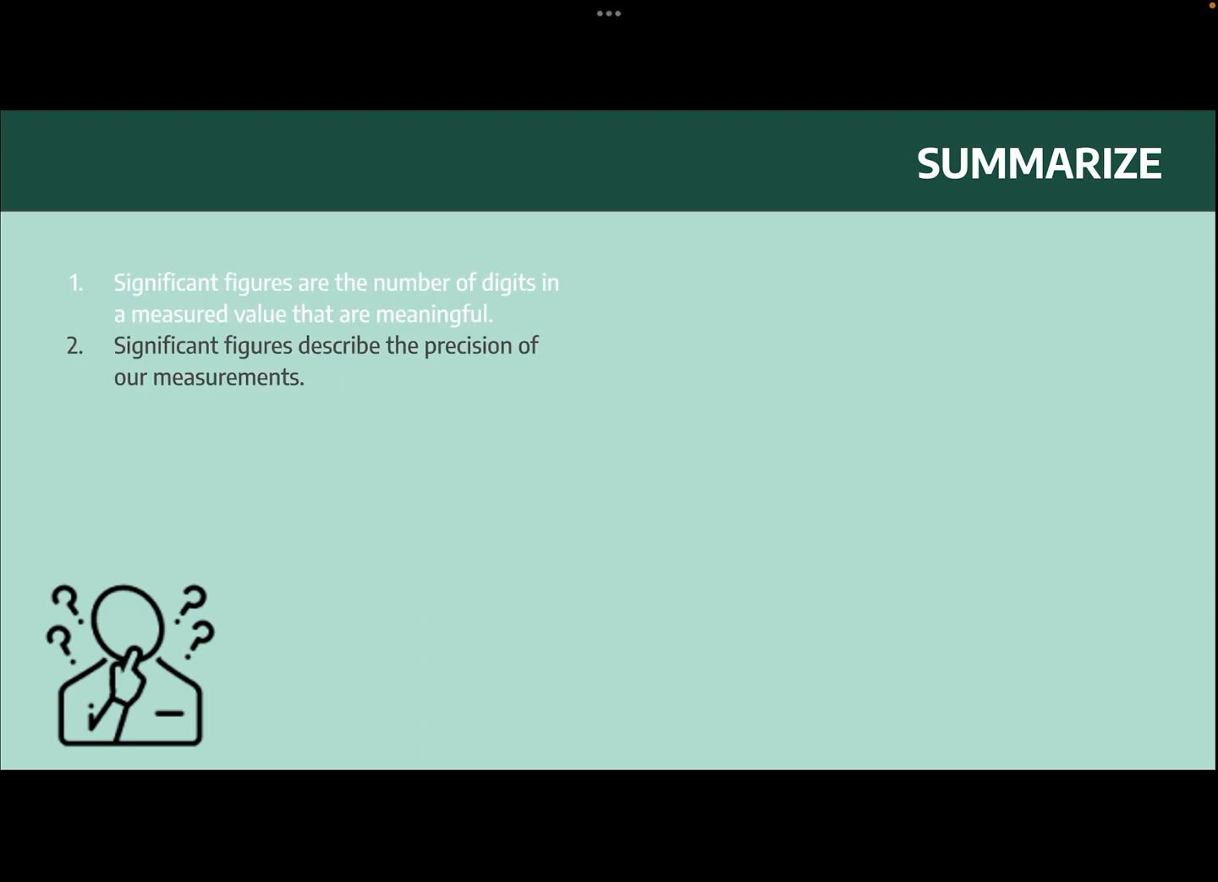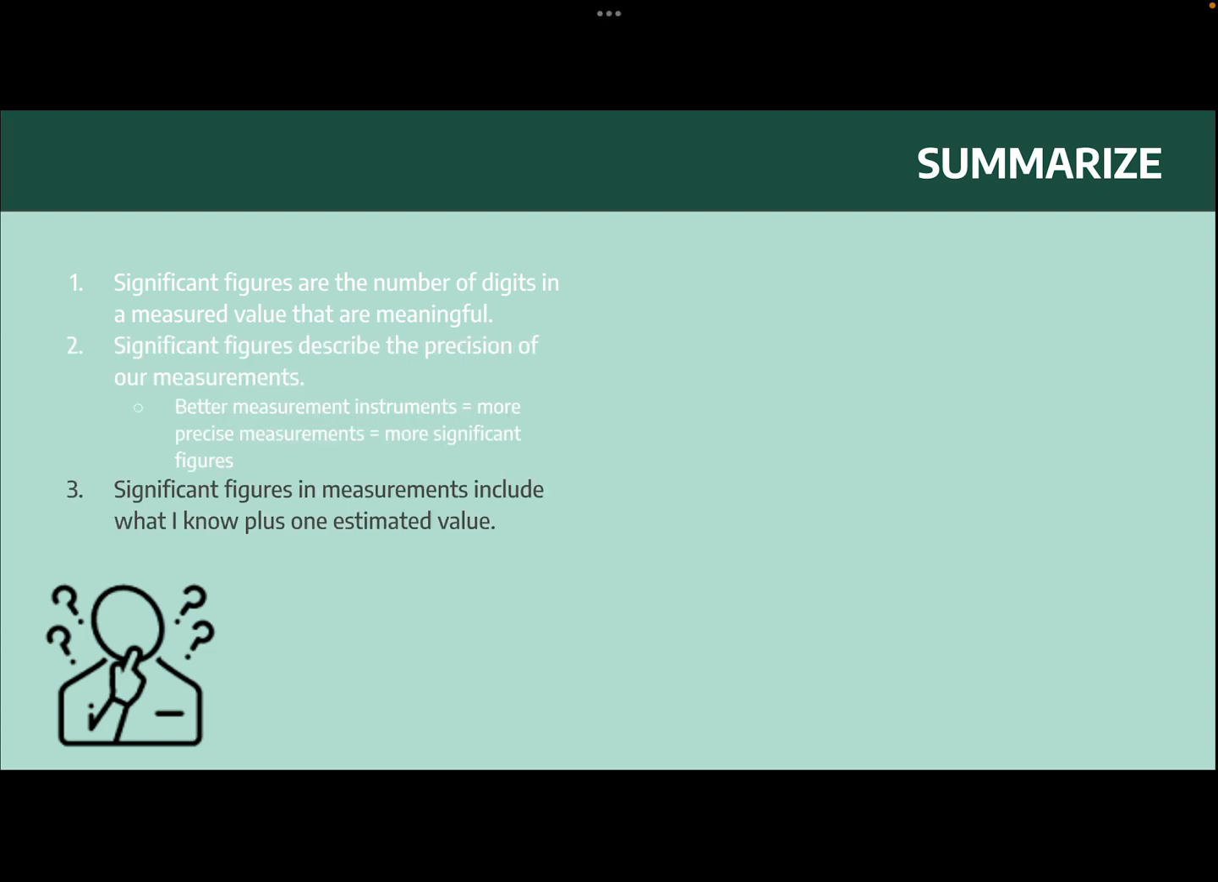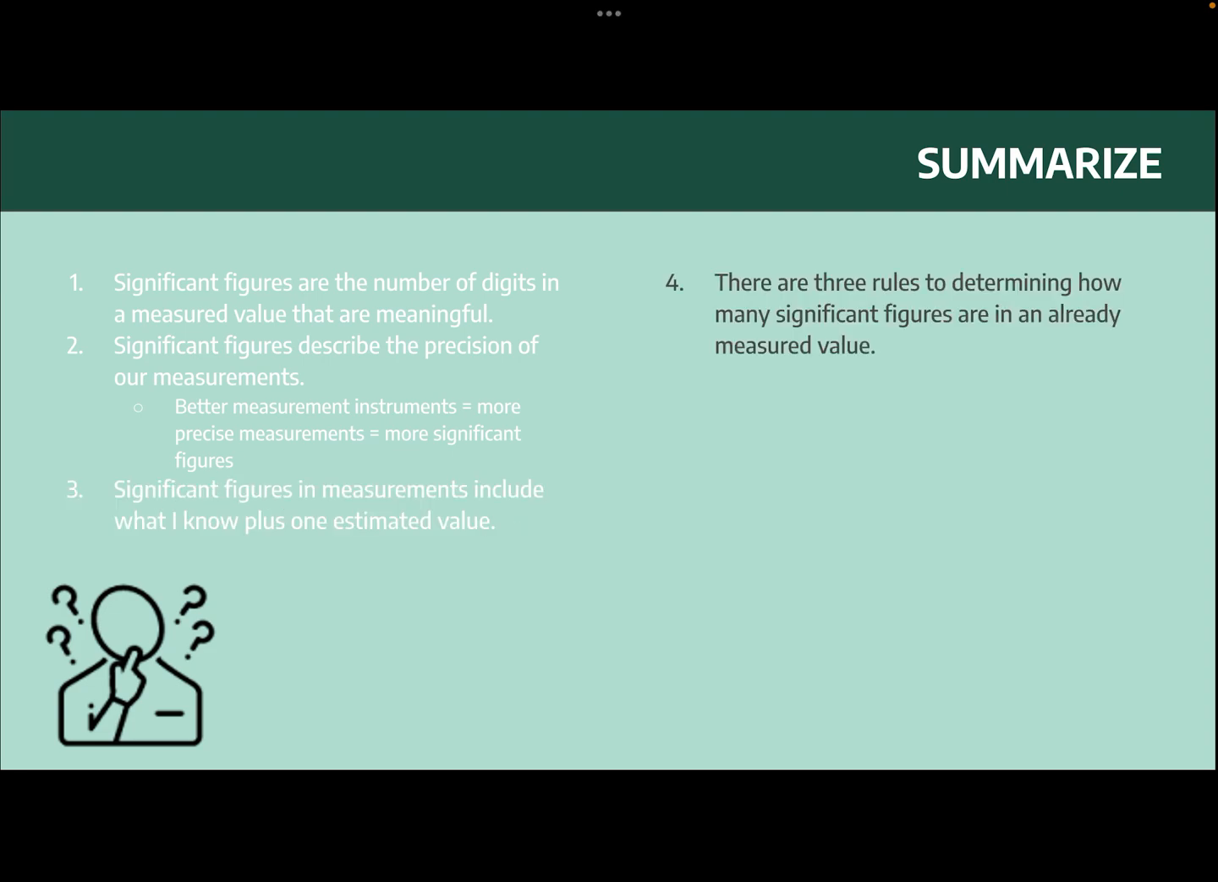Significant figures describe the precision of our measurements and our measurement instrument. Better measurement instruments mean more precise measurements, which means more significant figures, which means we're closer and closer to one another in our measurements. Significant figures in measurements include what I know plus one estimated value. Remember, this is what I definitely know, and then I estimated the next value to figure it out.